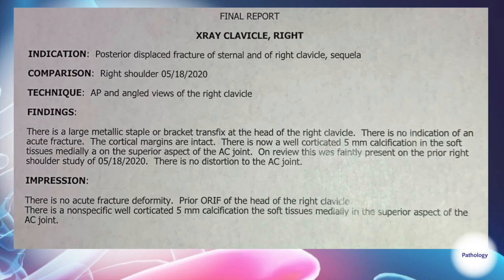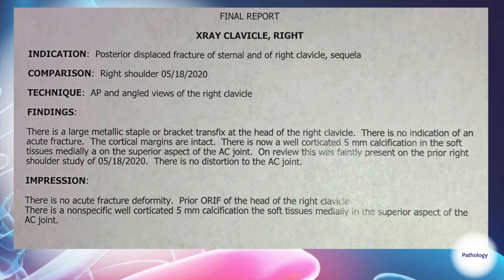Here we have the report. So the indication was posterior displaced fracture of sternal end of right clavicle sequela. Comparison of the right shoulder from 5/18/2020. Technique used was an AP and angled views of the right clavicle. The findings were a large metallic staple or bracket transfixing the head of the right clavicle. There is no indication of an acute fracture. The cortical margins are intact.